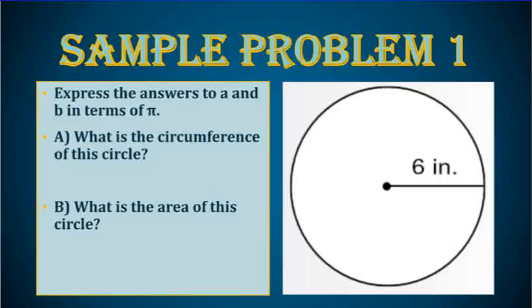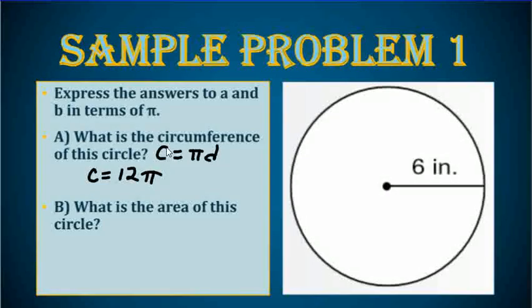Let's take a look at an example. It says express the answers to A and B in terms of pi, which just means we need to have pi in our answer. So what is the circumference of the circle? We know that circumference equals pi times diameter. The radius is 6. I double the radius to get my diameter. So the circumference would be 12 pi.